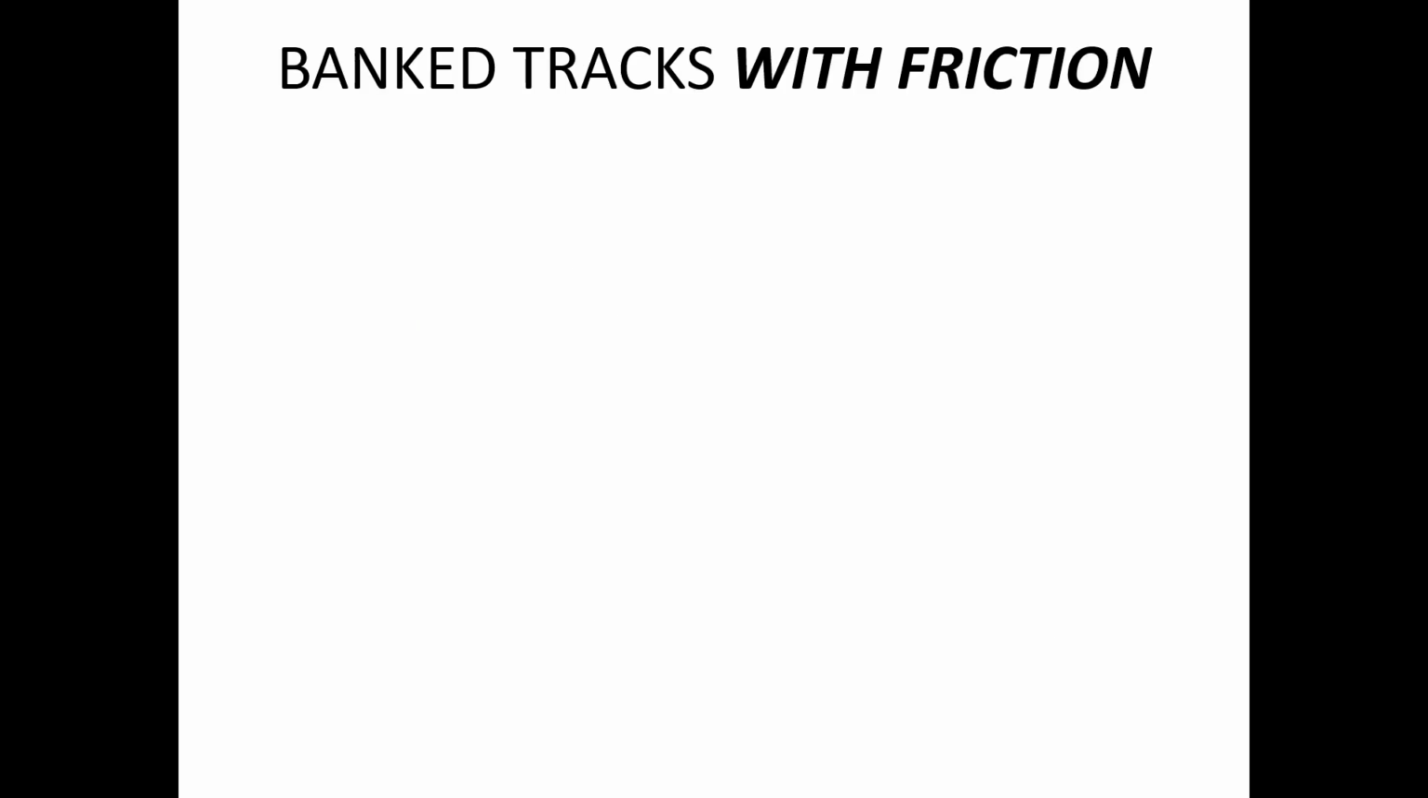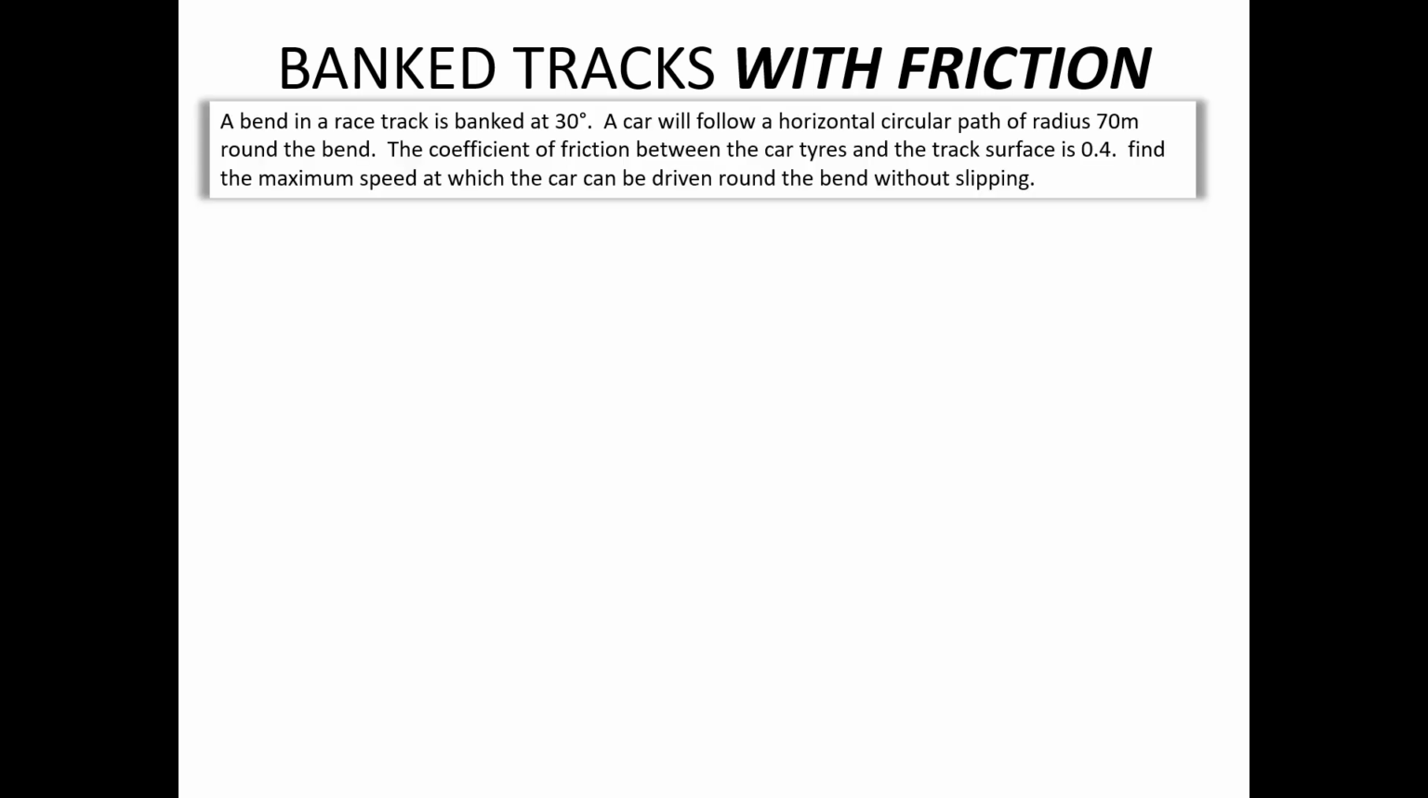What if we introduce friction? This is obviously a much more realistic situation. The best way to explain this isn't to do loads more theory, it's simply to do an example. So here we have a car travelling around a banked racetrack inclined at 30 degrees. The car is travelling along a circular path with a radius we know, 70 meters, and we've got a coefficient of friction between the car tyres and the track. Now we want to find the maximum speed at which the car is going.